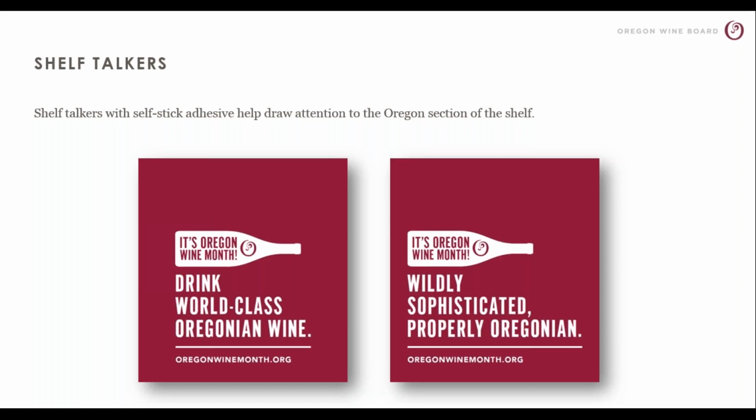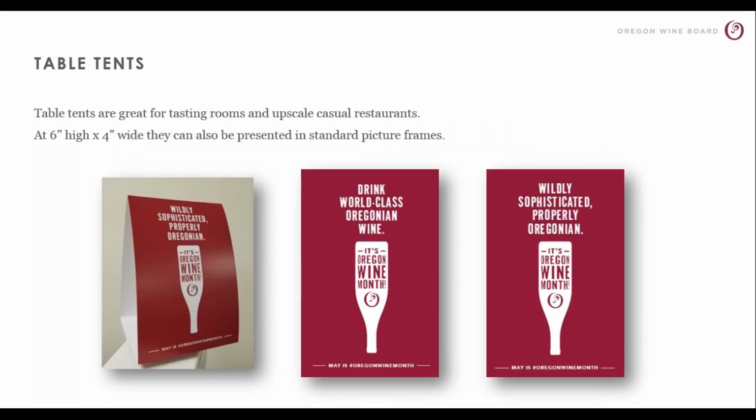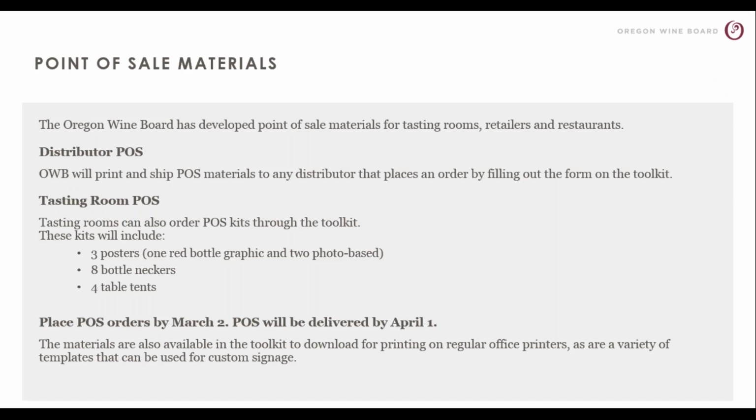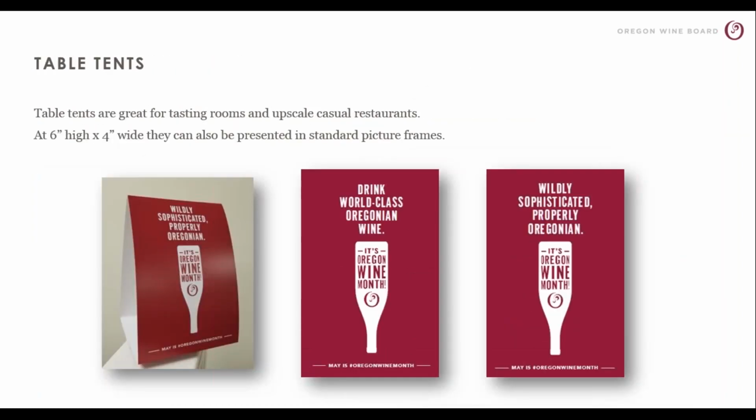We're offering shelf talkers. So these have a self-stick adhesive that you can stick to a shelf. So there's 2 different styles of those. Table tents. So you'll be receiving 4 of these in your tasting room kit. They're great for counters, tables. We also make them available for restaurants and retailers as well.